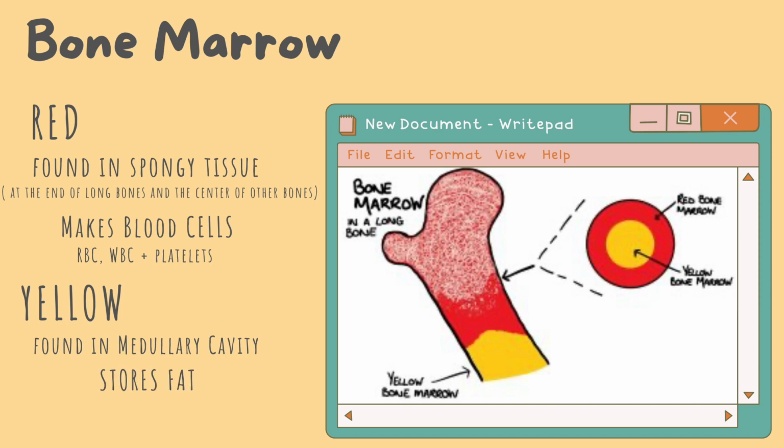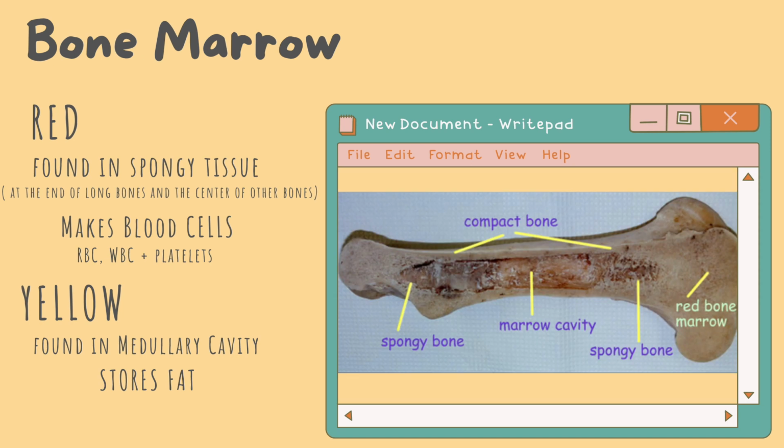and it stores fat. Here's another image of a bone where you can see the medullary cavity here in the center of the bone, otherwise known as the diaphysis. And notice there is yellow marrow here. And at the end of the bone, the epiphyses, there's spongy bone, and within the spongy bone, there's red bone marrow. Next, let's go over types of bone cells.